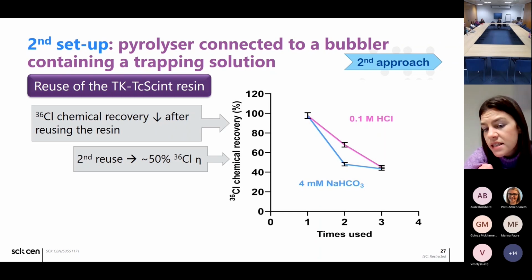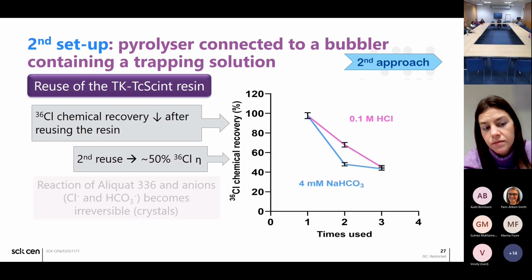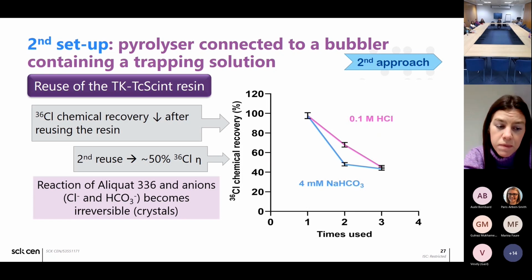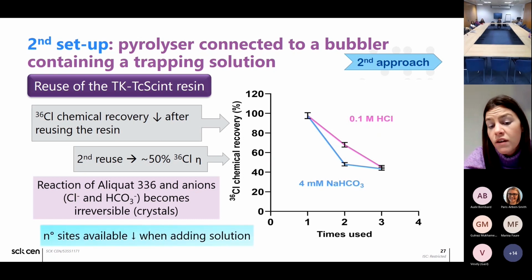And in both cases, after the second reuse, we could see that the chemical recovery dropped to 50%. And this could be explained because of the reaction of the extractant with the anions used to clean. In this case, it was chlorides and hydrogen carbonates; this reaction can become irreversible, forming some crystals. So therefore, the number of sites available inside the resin will be lower while adding the solution.